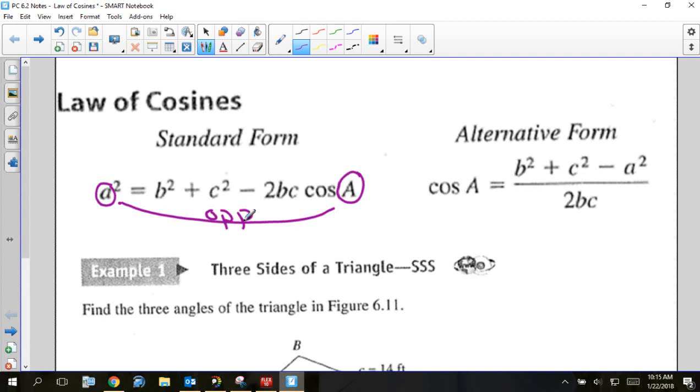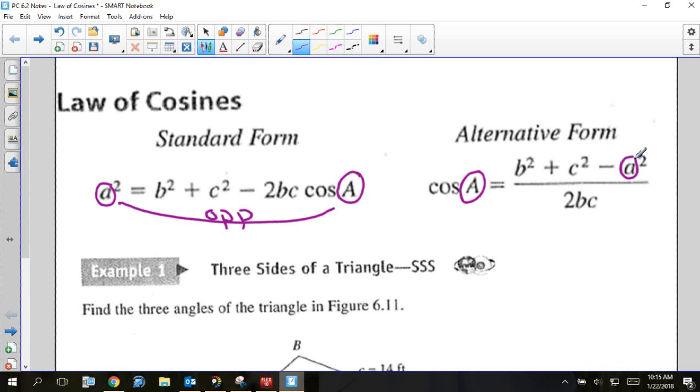And there's an alternative form for this. It is the exact same formula, it's just solved for that cosine A right at the end. So the angle A and the side A are kind of at the very opposite ends of the formula. They are opposites of each other. They're angle and its opposite side.